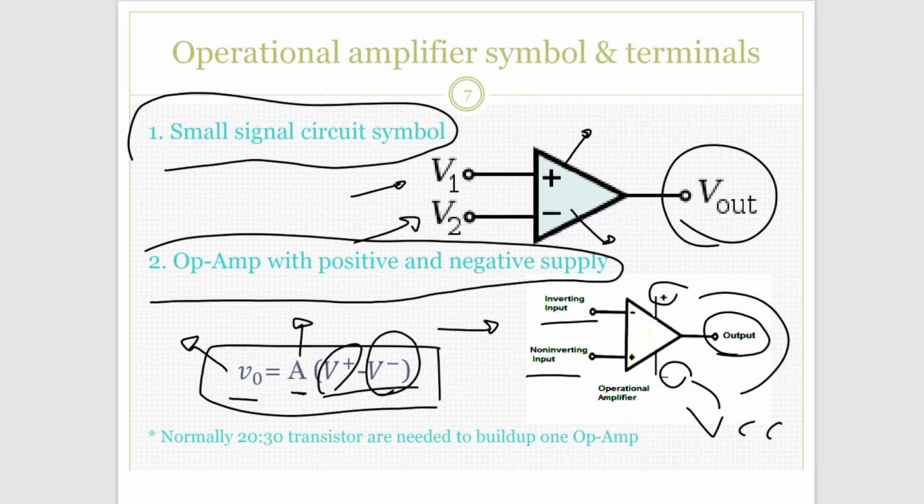Normally 20 to 30 transistors are needed to build one operational amplifier. So there are a lot of transistors inside the operational amplifier.